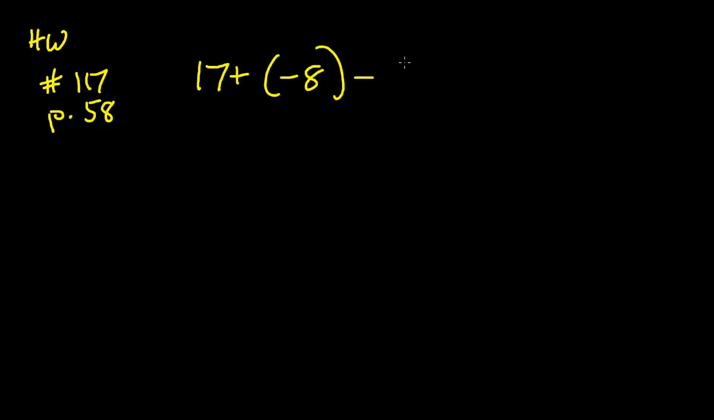Homework. This is number 117 on page 58. 17 plus minus 8 minus positive 14. Really this positive sign here is somewhat redundant, but we'll leave it there. I believe this is how the author wrote it. Let me make it a little more clear. So we've got three numbers here. We've got an addition and then a subtraction.